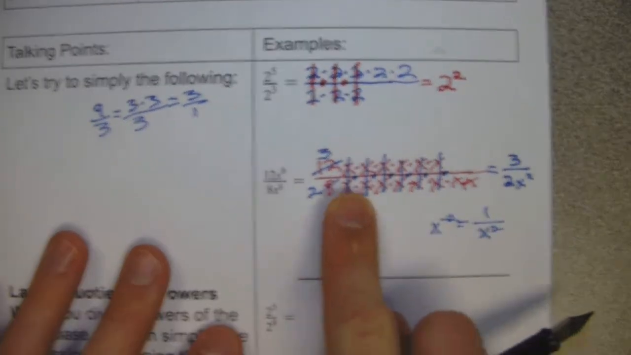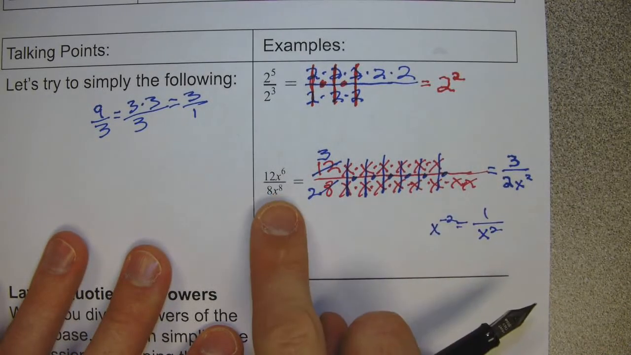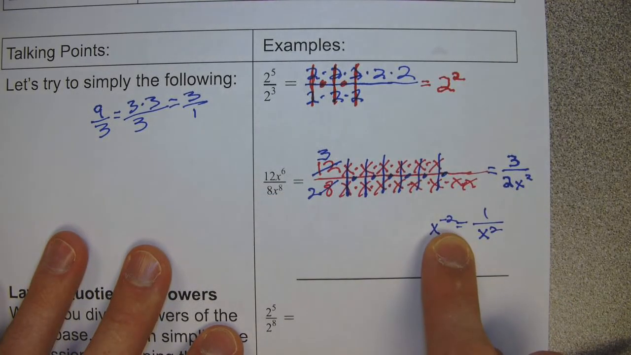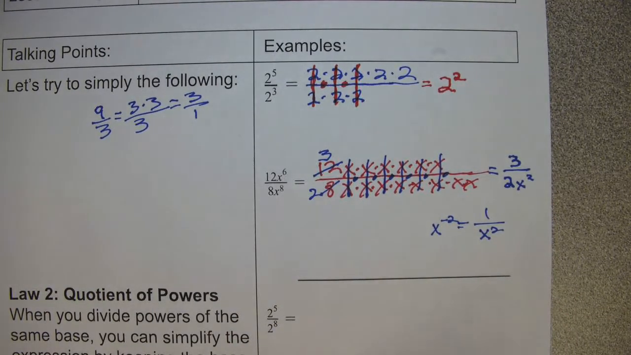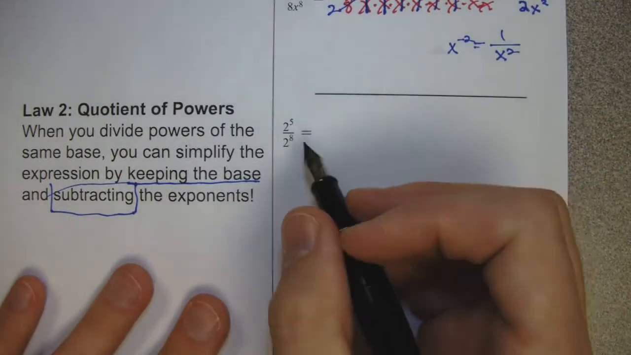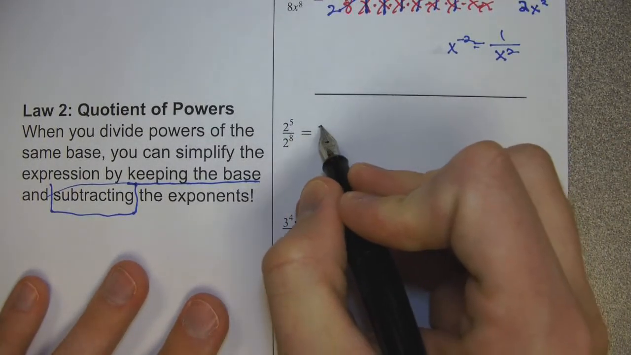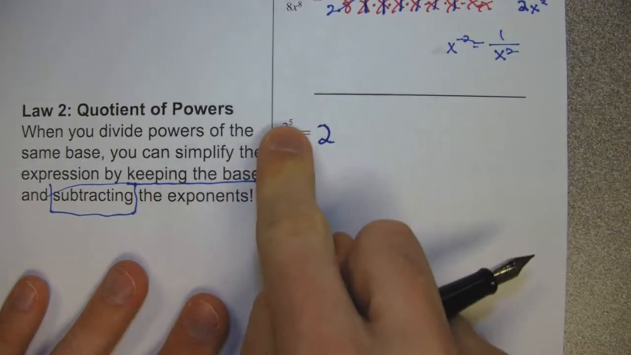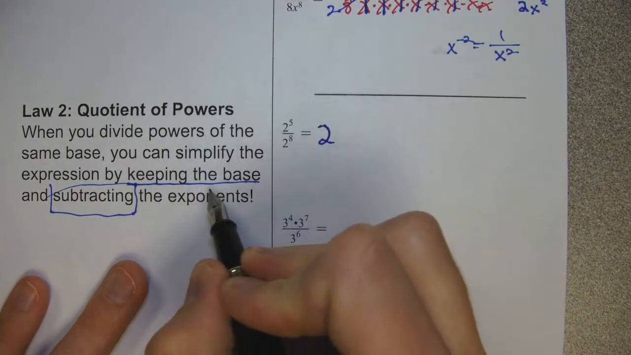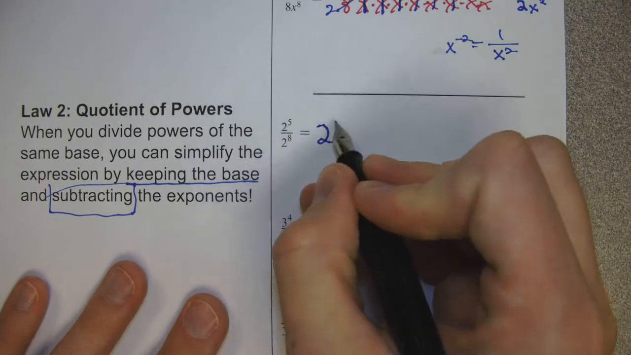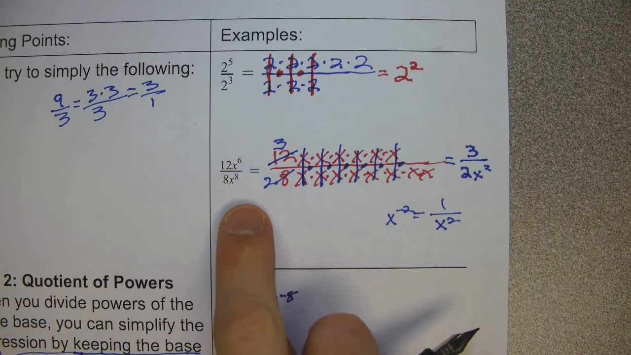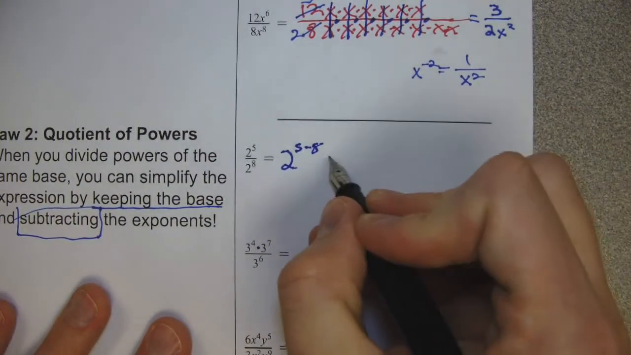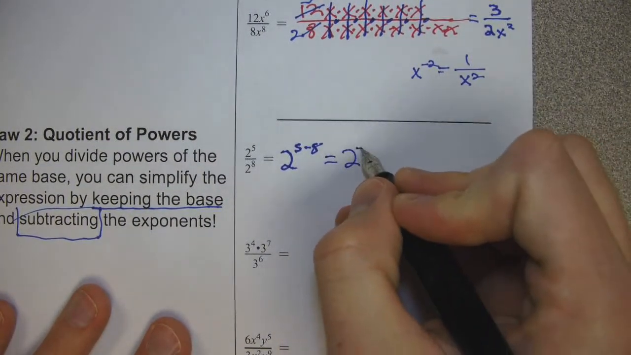And then look down here. I had 6 x's and 8 x's, and by the time I'm done subtracting, I've got 2 left over, but 2 in the bottom, a negative 2, telling me, hey, move it down to the denominator. So let's try that. Let's see if it'll work. If I subtract here 5 and 8, remember, we keep the base. Don't try to simplify. We're not simplifying the 2's. The base stays the same. So if we keep the base and take 5 and subtract 8, just like we did here, 6 and subtract 8, we should get 2 to the power of negative 3.